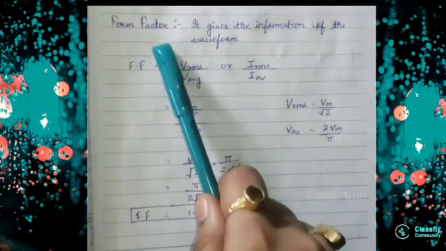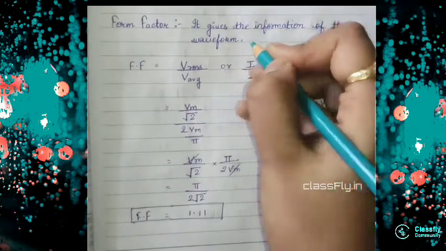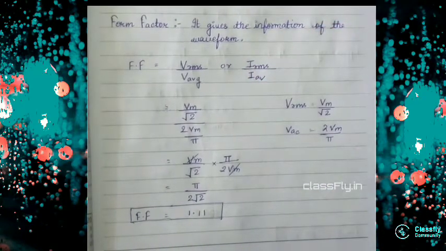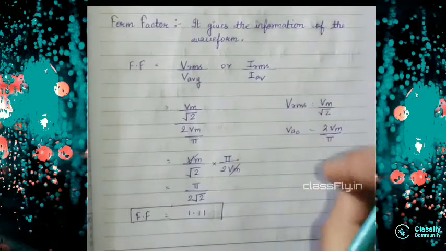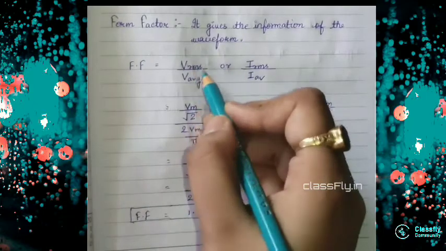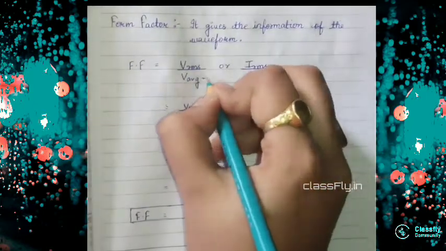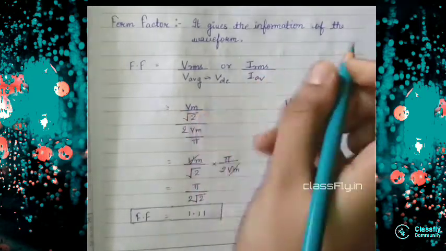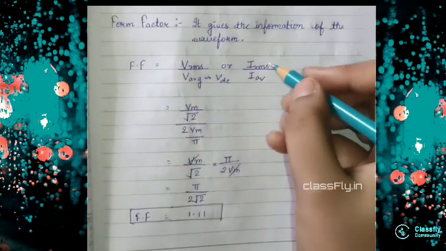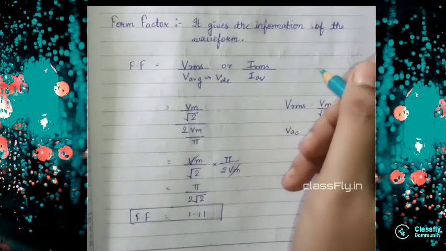See, form factor gives us information about the waveform. It says how the waveform is behaving. Form factor is the ratio of VRMS to V average, and we can say V average is VDC, or the ratio of IRMS to I average.